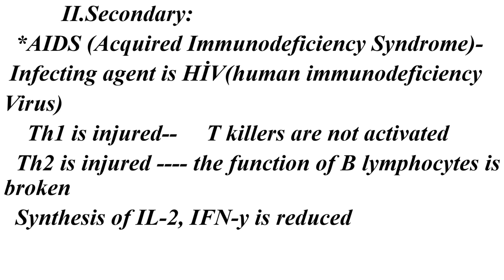Secondary form: acquired immune deficiency syndrome. It is caused by the human immunodeficiency virus. T helper 1 is injured and T killer cells aren't activated. Because T helper 1 isn't activated, T killer aren't activated, and T helper 2 is injured, the function of B lymphocytes is broken. Synthesis of interleukin 2 and interferon gamma is decreasing.